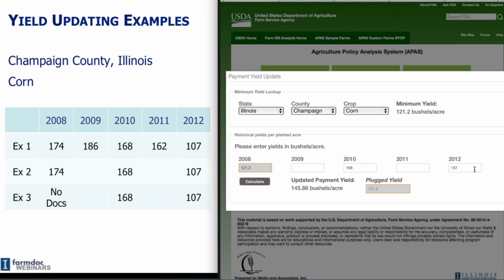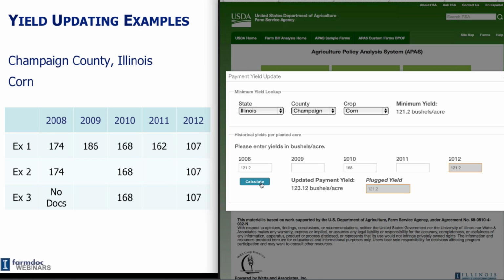I all of a sudden went to 109 in 2012, which would have been a very good yield for that year, but we'll go back to our 107 and get it replaced by 121.2. And we did get a question. It is true that, again, that plug yield of 121.2 is a county level measure, a county and crop level measure.